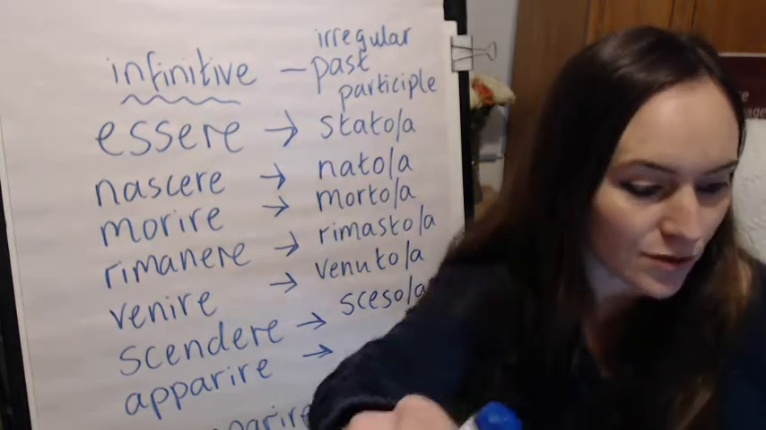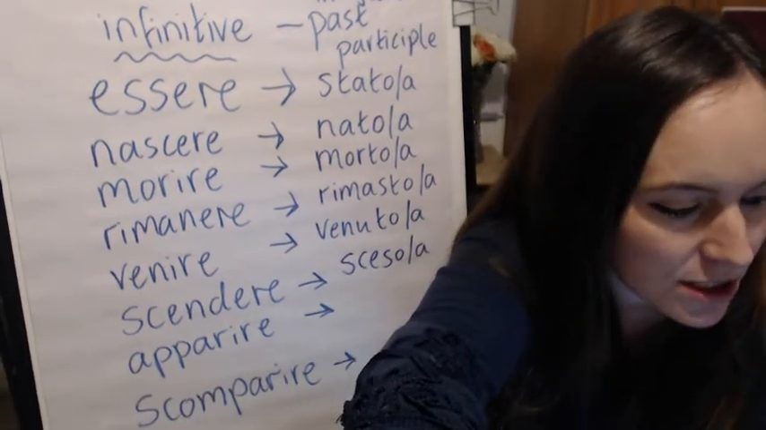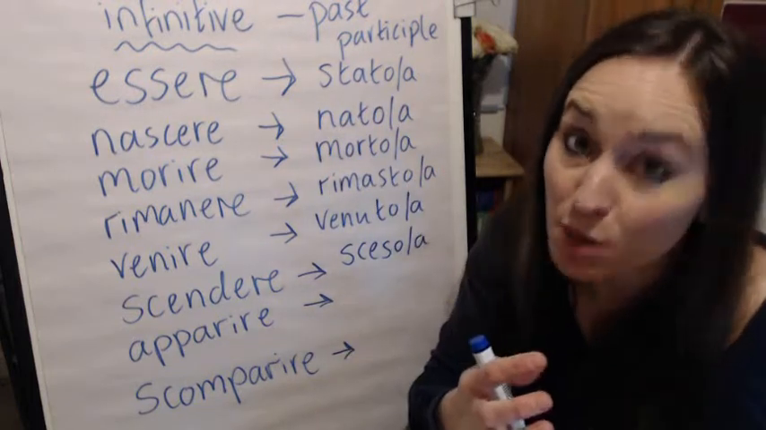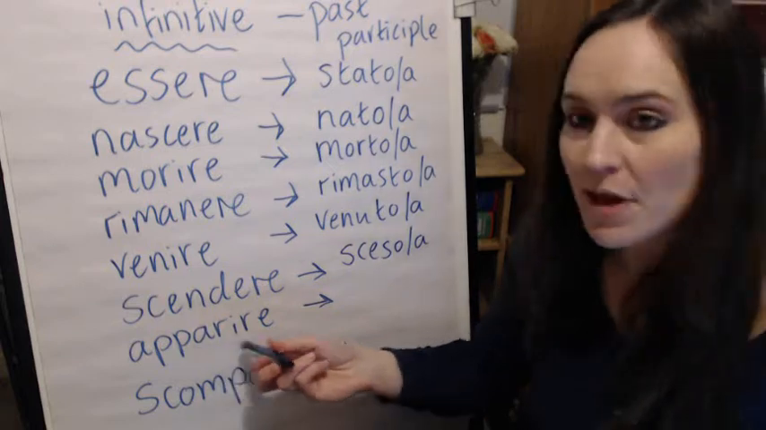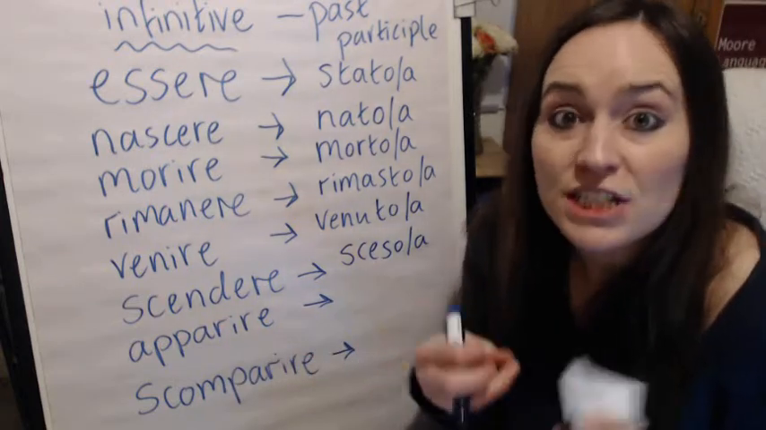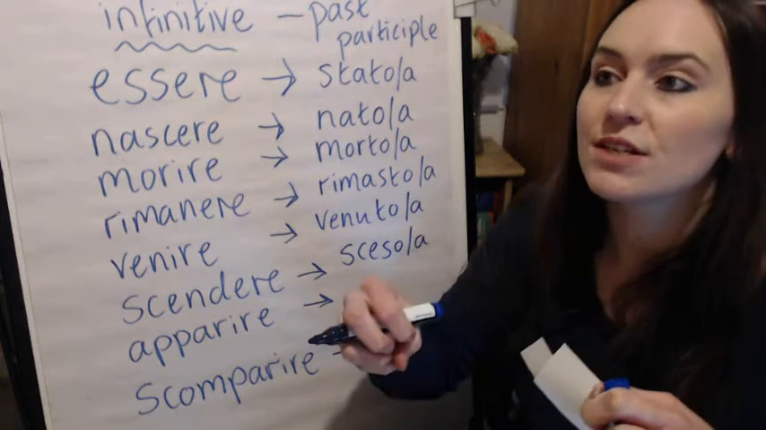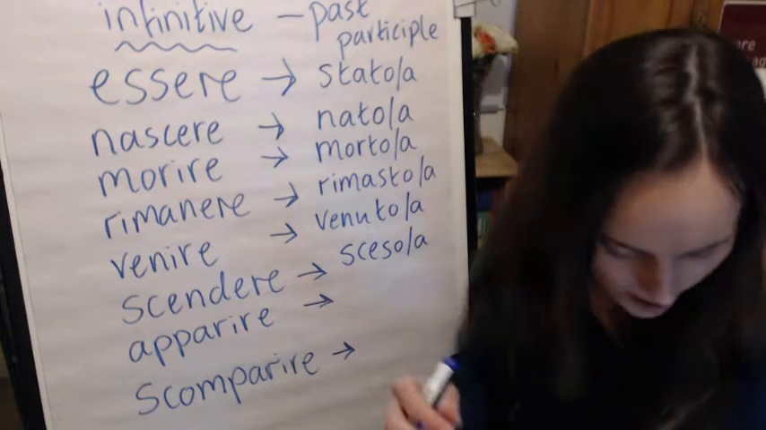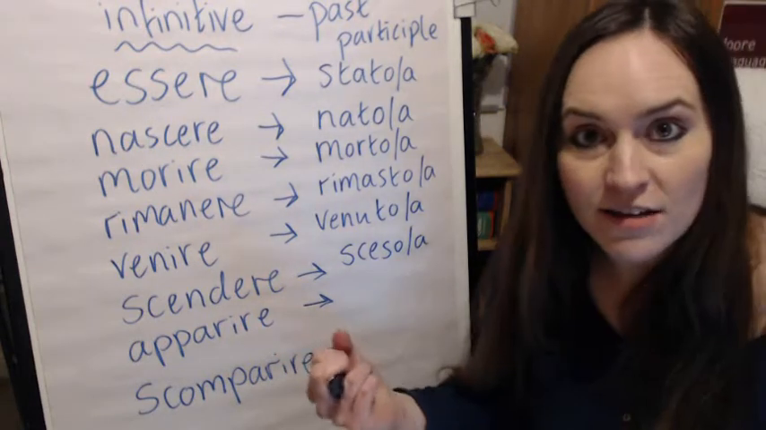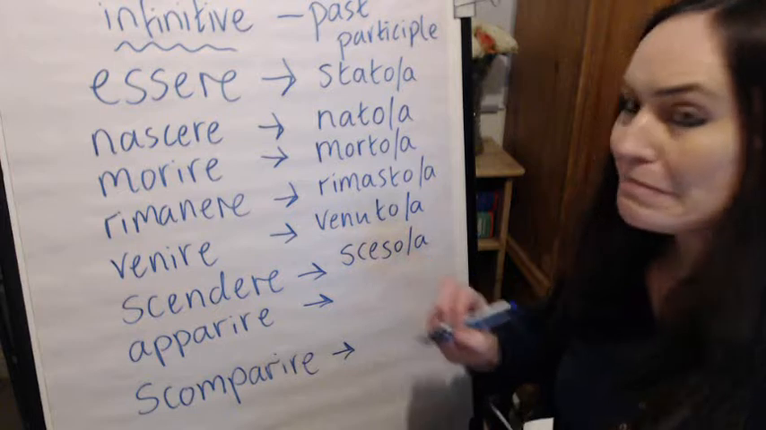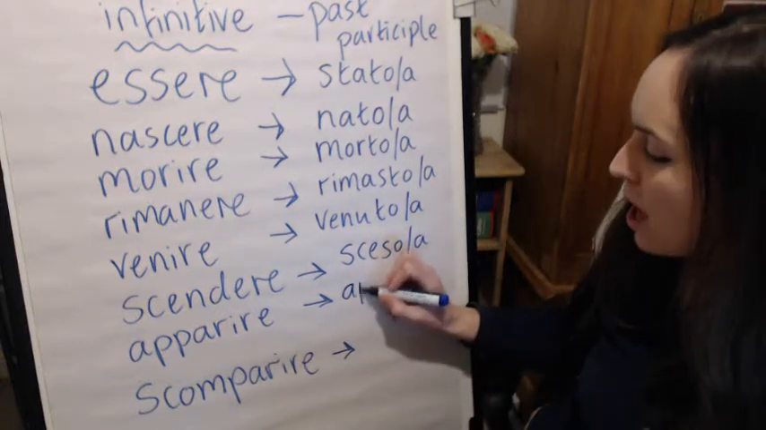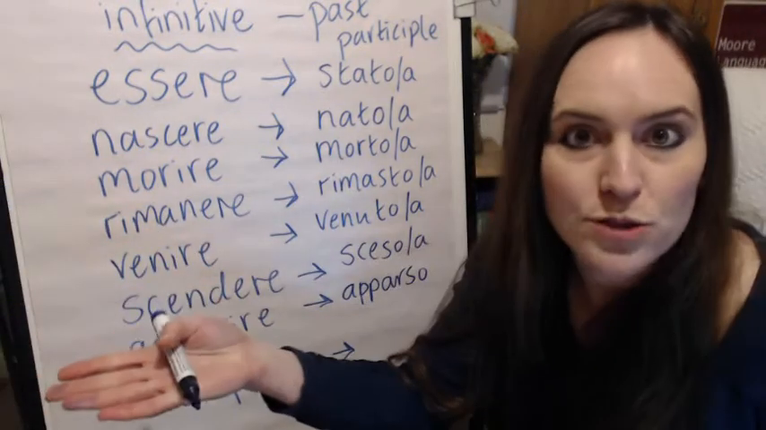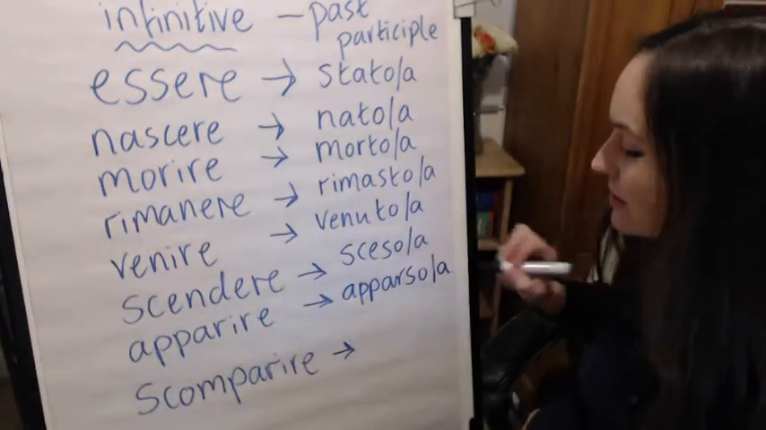Now, these last two are not as common as the other ones, but I was looking for a relatively short list to show you some of the very irregular past participles you can get. So, apparire kind of looks like the English to appear, right? To manifest, if you like, or to suddenly arrive from somewhere. So, apparire is not apparito, it's quite irregular, it's apparso. Lui è apparso. Lei è apparsa.